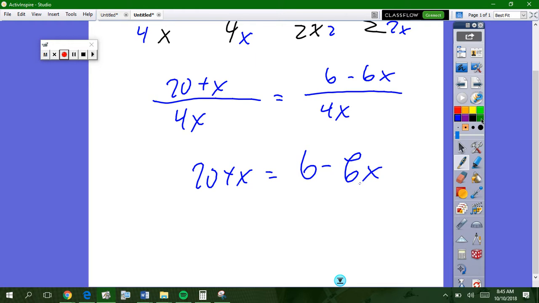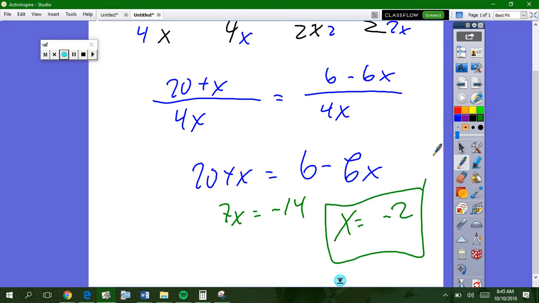I need to add the 6, subtract the 20, right? So I get 7x equals negative 14. x equals negative 2. Boom. You just set the tops equal to each other. Another way to do it is get everything on one side, so then you're equal to 0. Let me just keep going from here, and I'll show you from this spot.